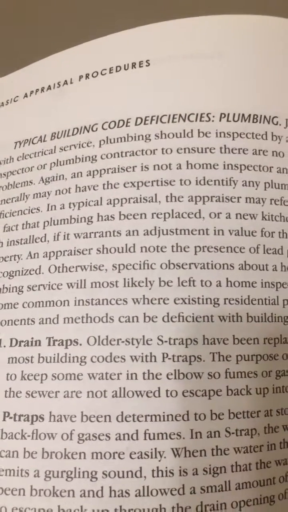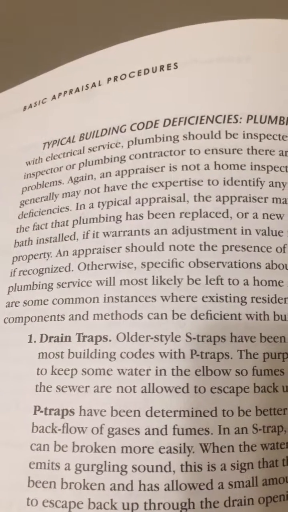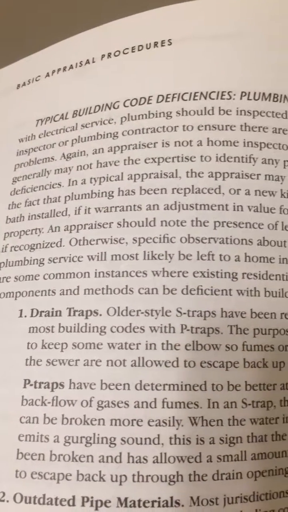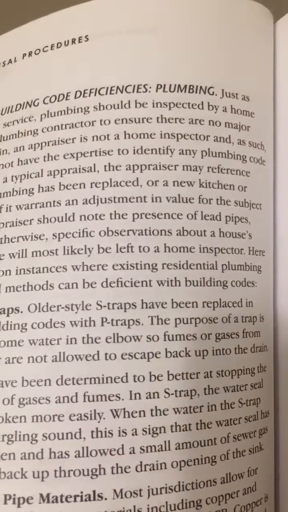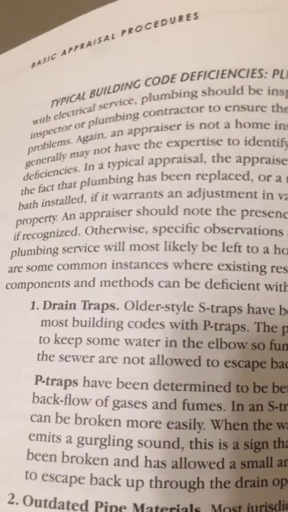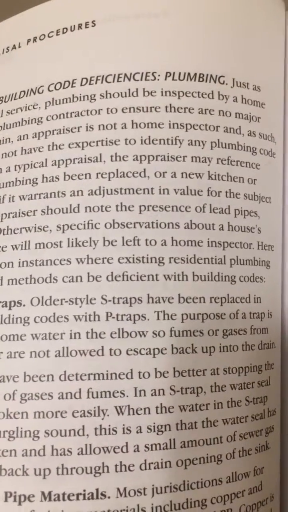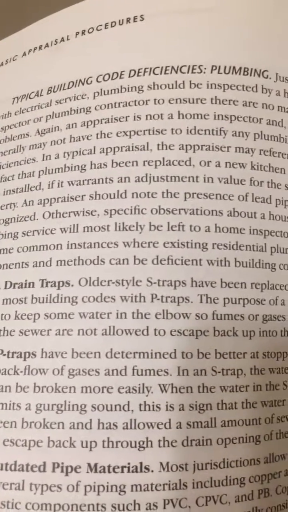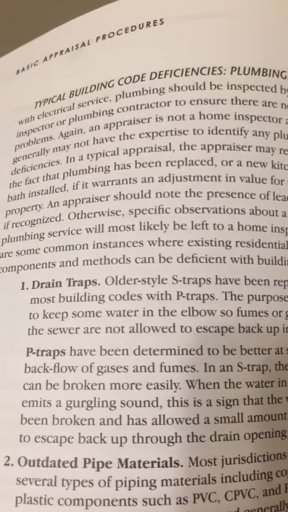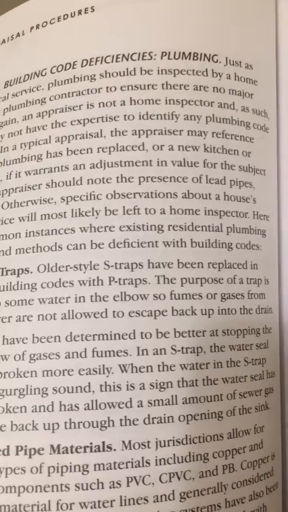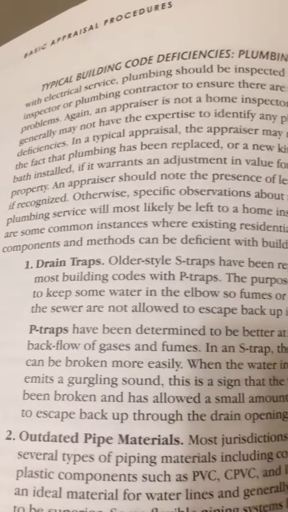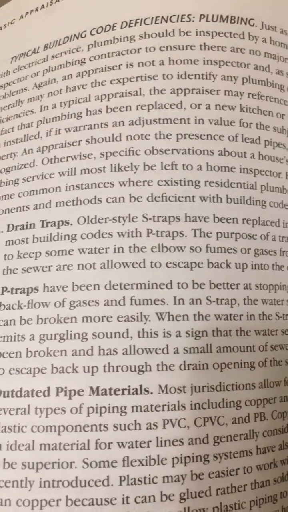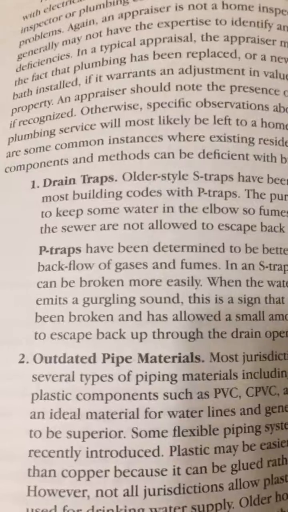In a typical appraisal, the appraiser may reference the fact that plumbing has been replaced or a new kitchen or bath installed if it warrants an adjustment in value for the subject property. An appraiser should note the presence of lead pipes if recognized. Otherwise, specific observations about a house's plumbing service will most likely be left to a home inspector. Here are some common instances where existing residential plumbing components and methods can be deficient with building codes.